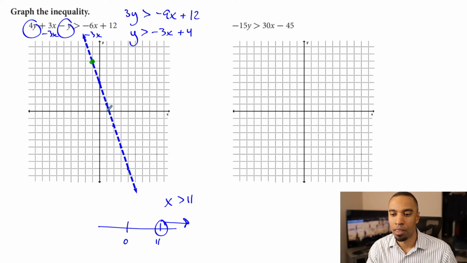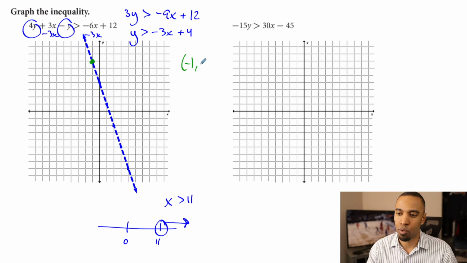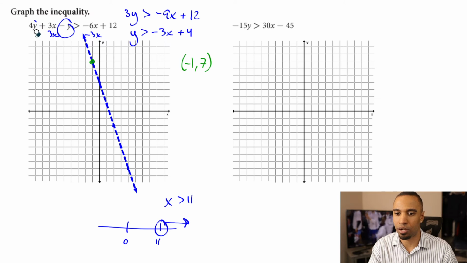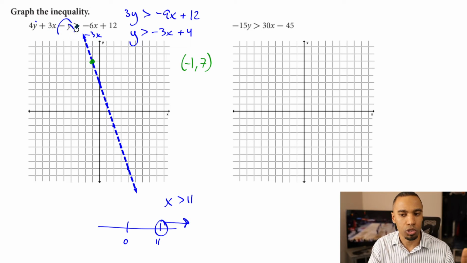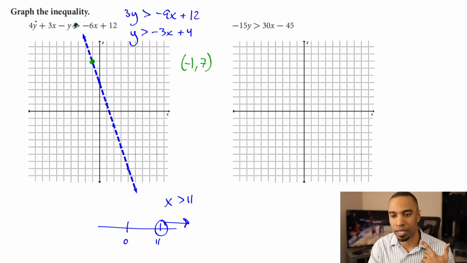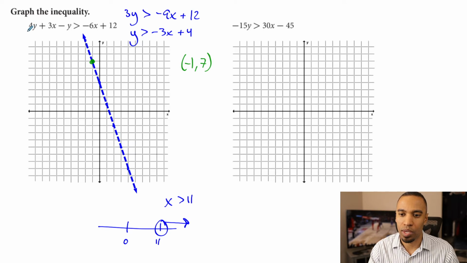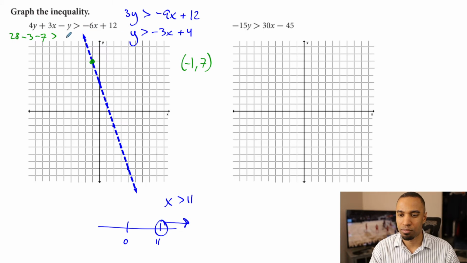We'll leave it at that. This is the point -1, 7. I'm going to substitute -1 for x and 7 for y in the original inequality that's up here. And you'll realize why this doesn't work here, but it does work for a greater than or equal to. So we got 4 times 7, which is 28. 3 times -1 is -3. Minus 7 is greater than -6 times -1 is 6 plus 12.